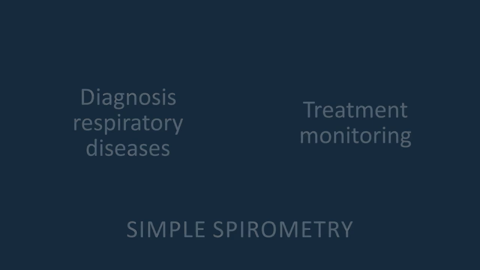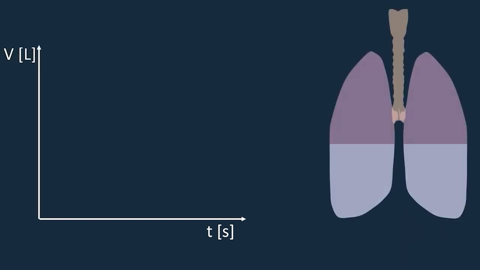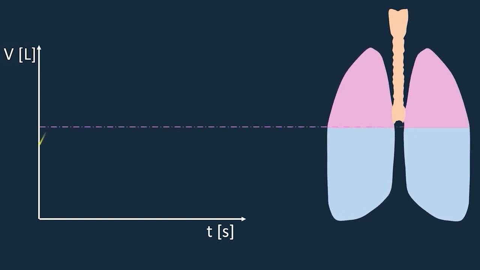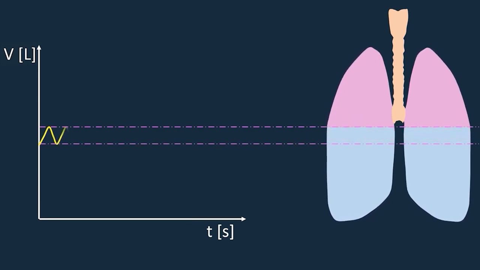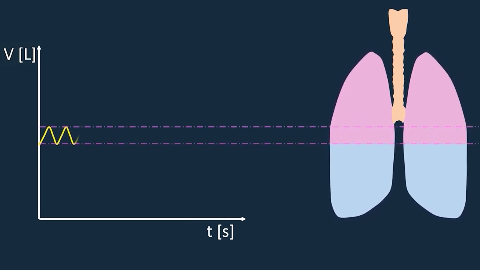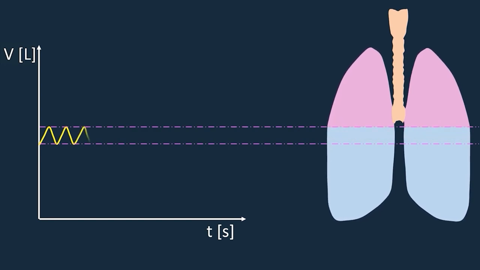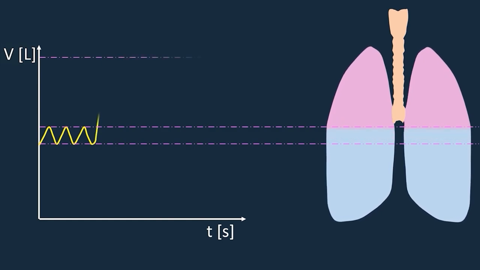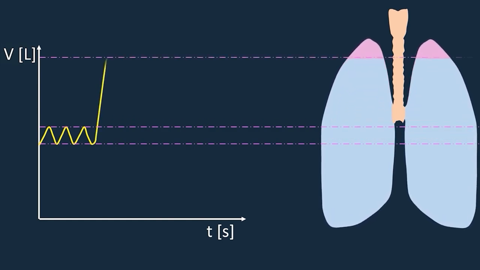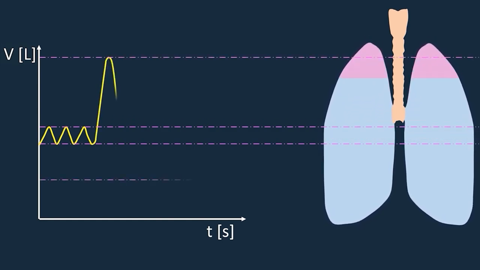effectiveness of a treatment. On the x-axis, we have the time in seconds, and on the y-axis, we represent the volume of air in the lungs measured in liters. We begin by asking the patient to breathe in and out normally, and the volume of air entering and leaving the lungs will be recorded. Next, we ask the patient to take a deep breath and then expel all the air, trying to empty their lungs.